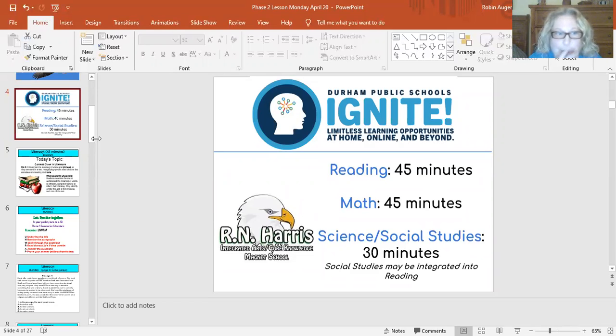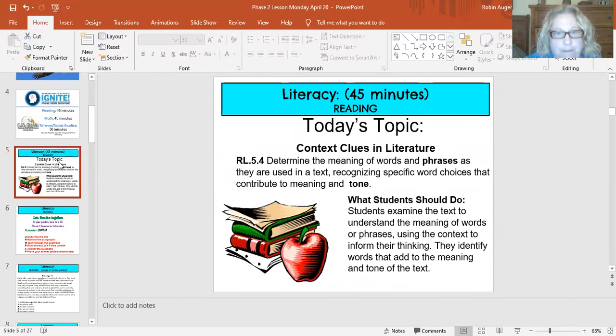Okay, so we're going to start off with a new standard for this week. Today's topic is going to be context clues in literature. It's actually standard RL 5.4. It's determine the meaning of words and phrases as they are used in a text, recognizing specific word choices that contribute to the meaning and tone.